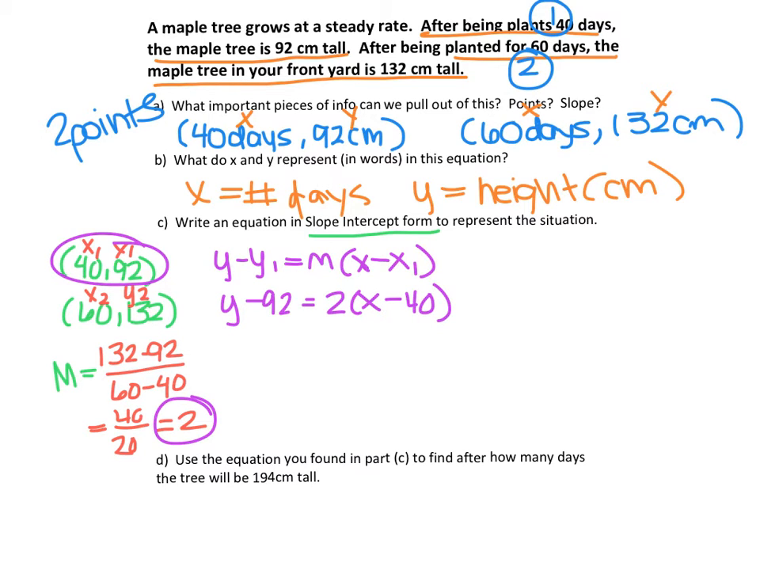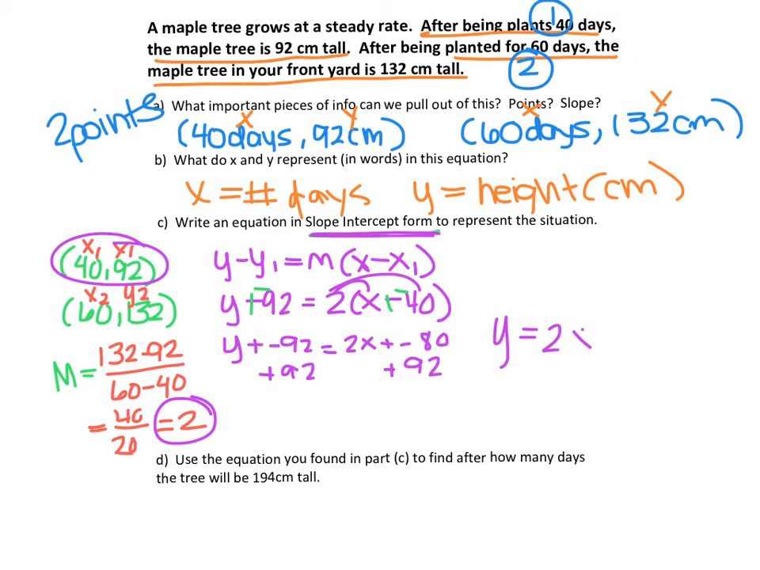Then from here, we're going to utilize keep, change, change, because that's going to make our lives a little easier. And then we will distribute. So we have y plus a negative 92 is equal to 2x plus a negative 80. Then from here, we want to get y alone so that it's in slope-intercept form. So we add 92 to each side. So our equation written in slope-intercept form is y equals 2x plus 12.